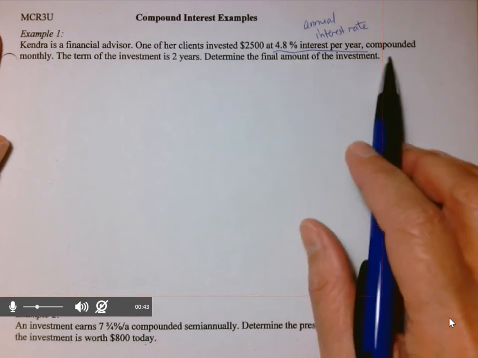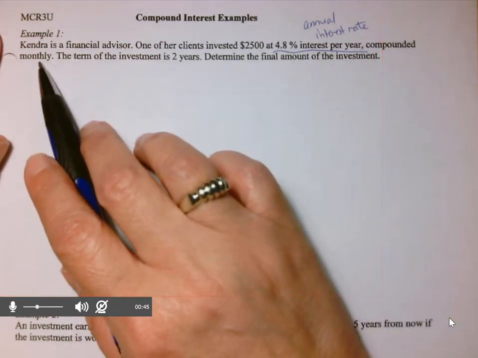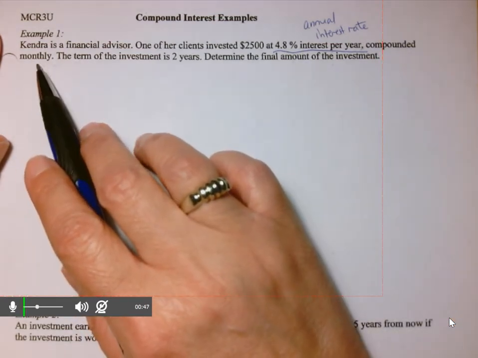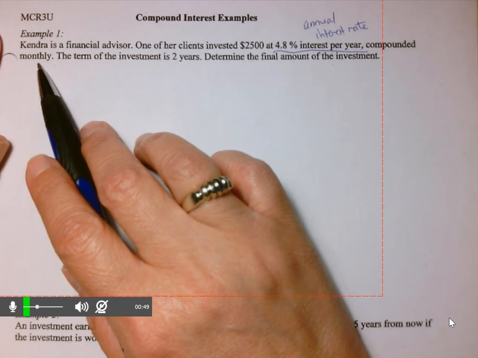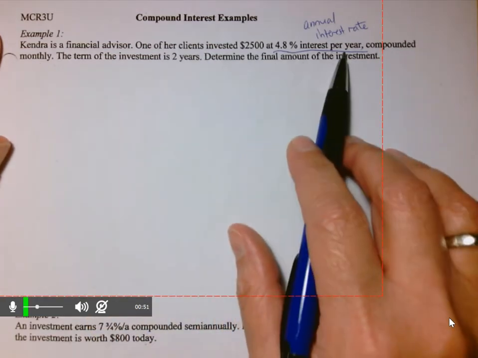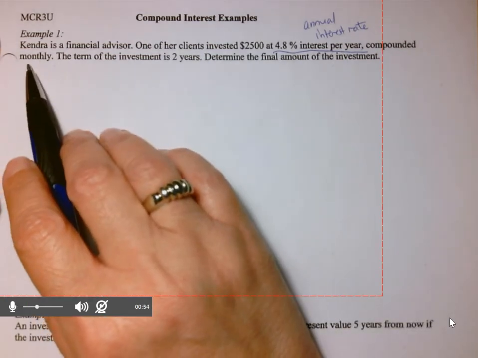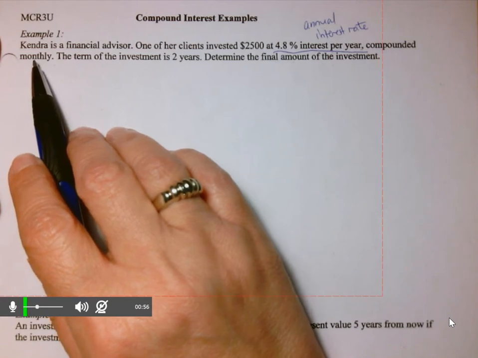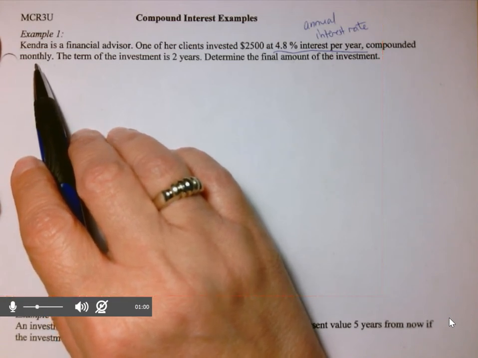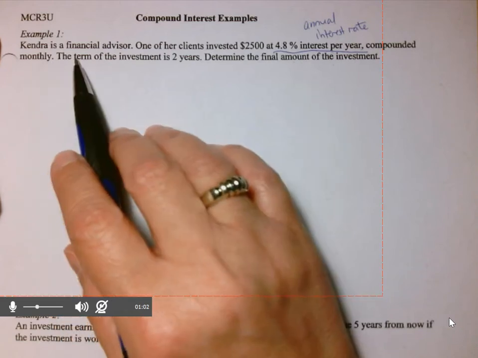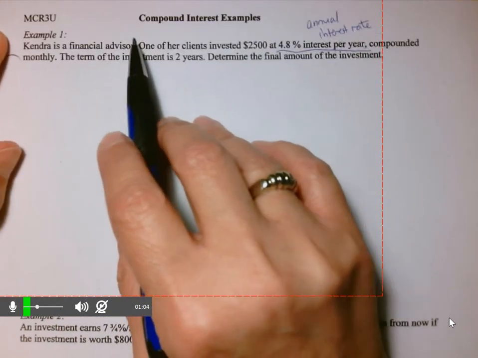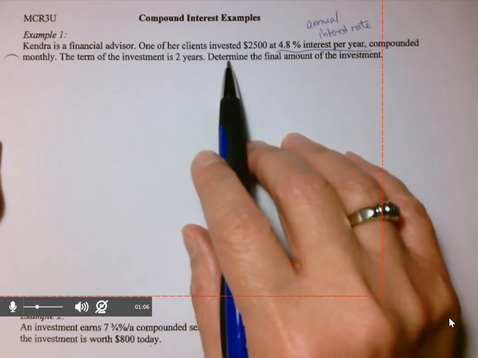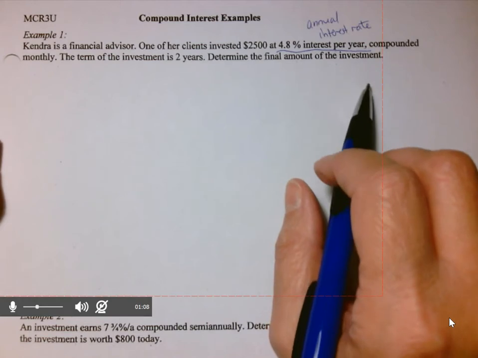Now let's keep reading. It is compounded monthly. So that means each compounding period is a month. So this is the rate for the year, but each compounding period is a month. That means interest is going to be calculated and added into the account every month, not every year. The term of the investment is 2 years. That's how long the money is going to be there for. Determine the final amount of the investment.